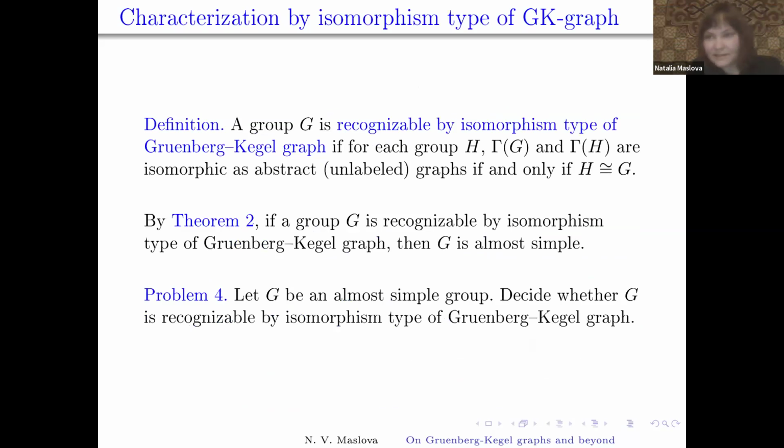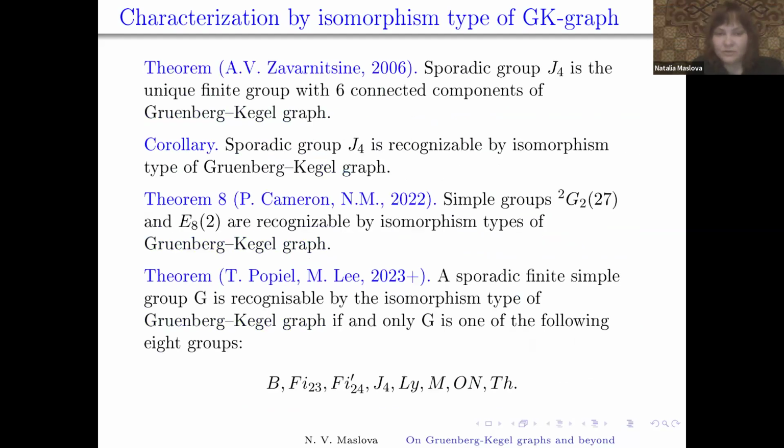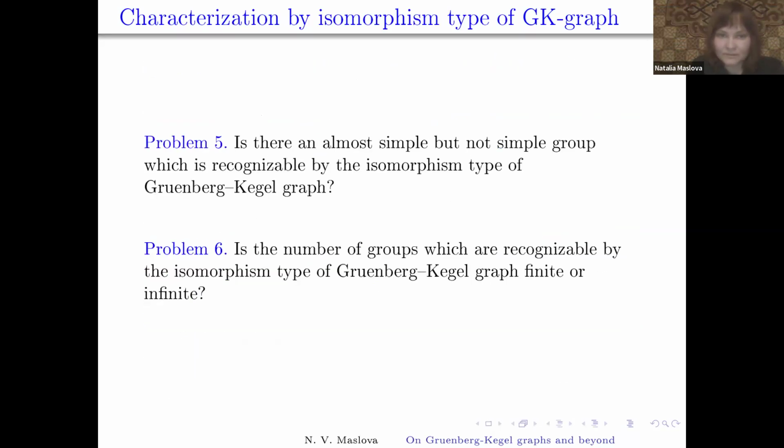But if we delete labelings, it will be a stronger condition. So it's unknown whether the number of groups which are recognizable by an unlabeled graph is finite or infinite. Even this is unknown.